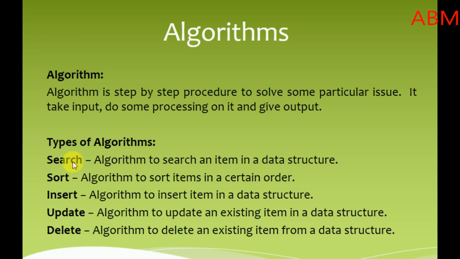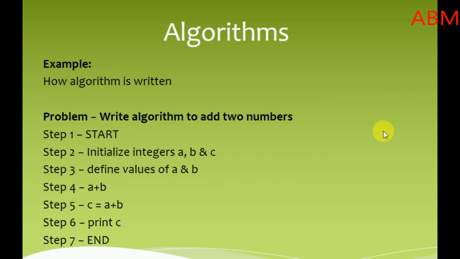Algorithms may be used to search any particular record. For example, the university has announced your result, and you search your roll number on the university website. Or you may sort records, and you may use an algorithm to insert, update, or delete any record.